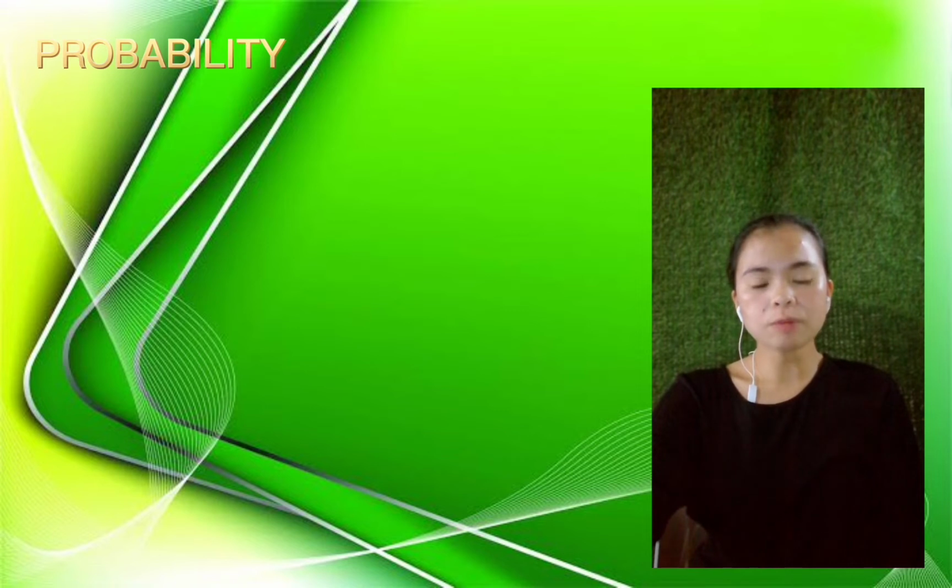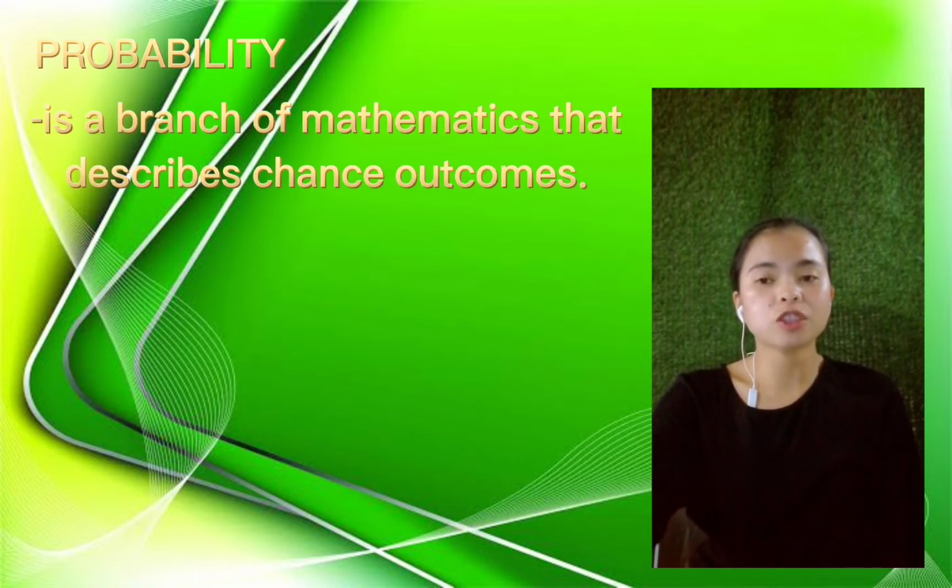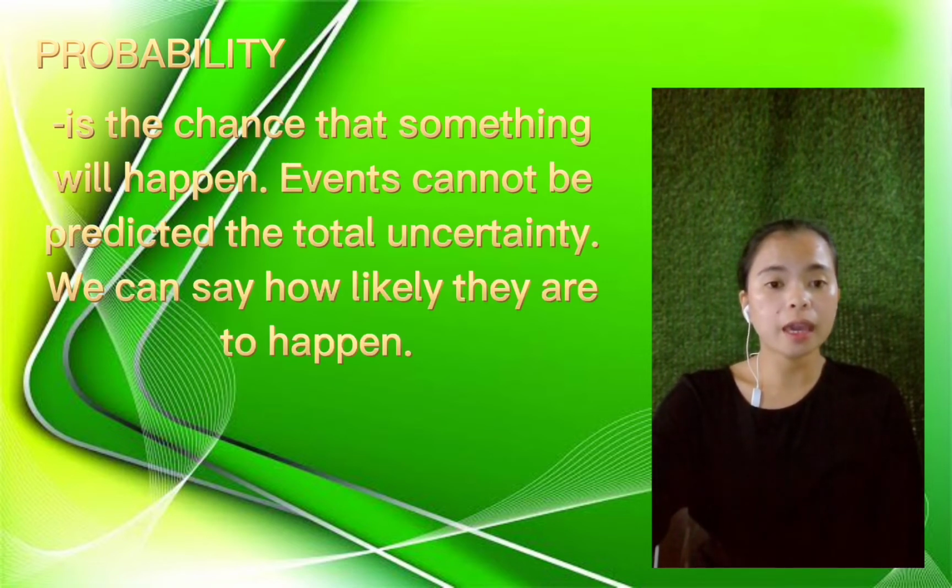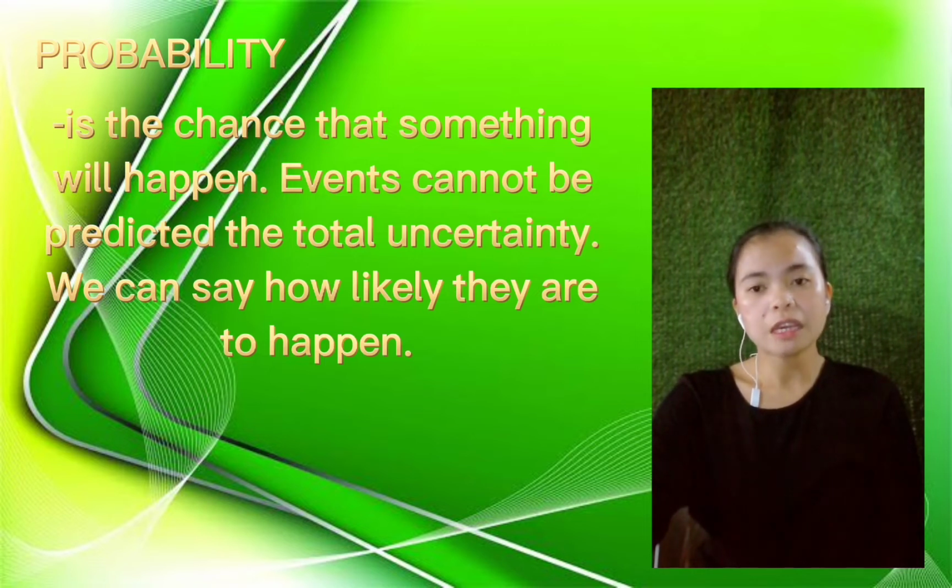Probability. What is probability? Probability is a branch of mathematics that describes chance or outcomes and is the chance that something will happen. Events cannot be predicted with total certainty. We can say how likely they are to happen. Probability is about the chances or the possible outcomes of the events.